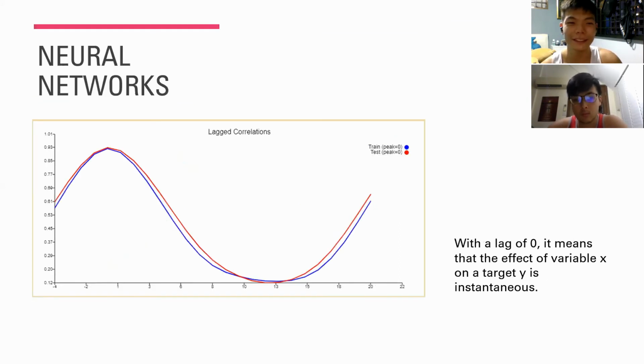Yeah, next. And for our neural networks, we have this graph of the lag correlation. And based on our understanding, there's a lag of 0, which means that the effect of the variable x on a target y is instantaneous.